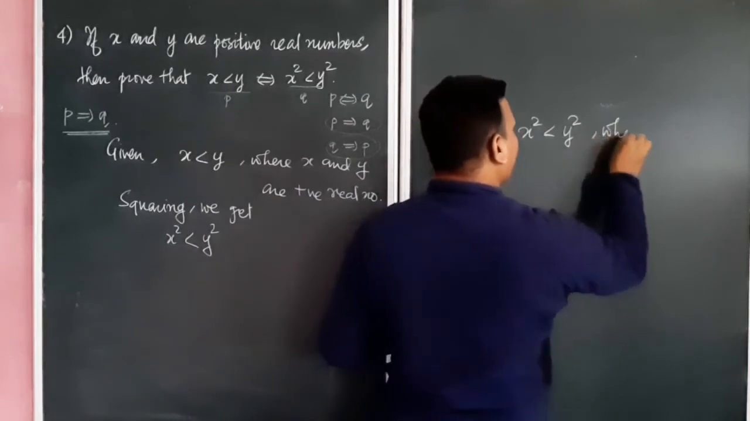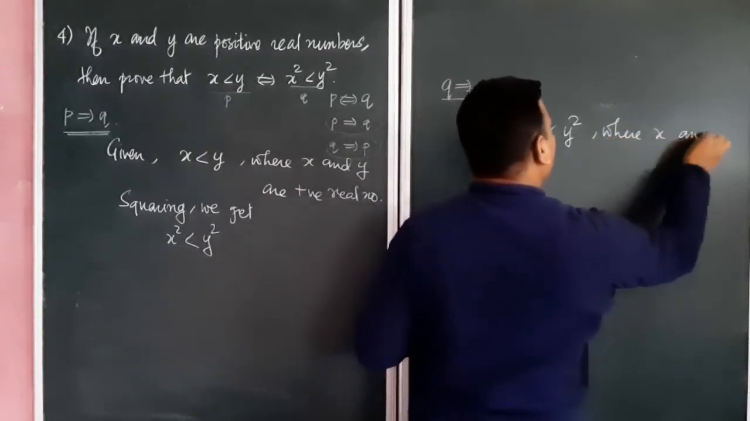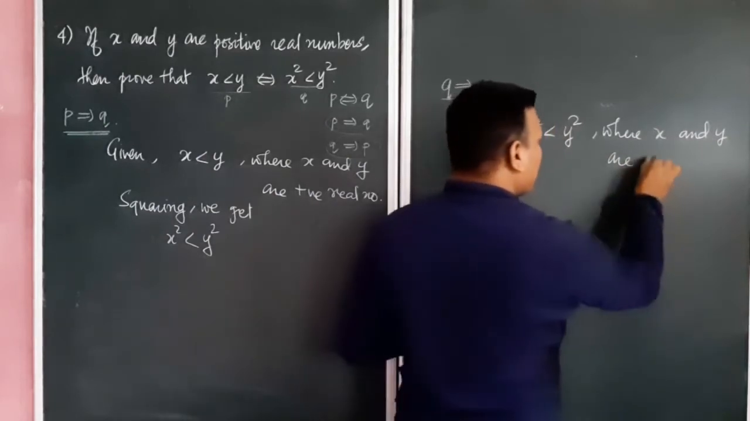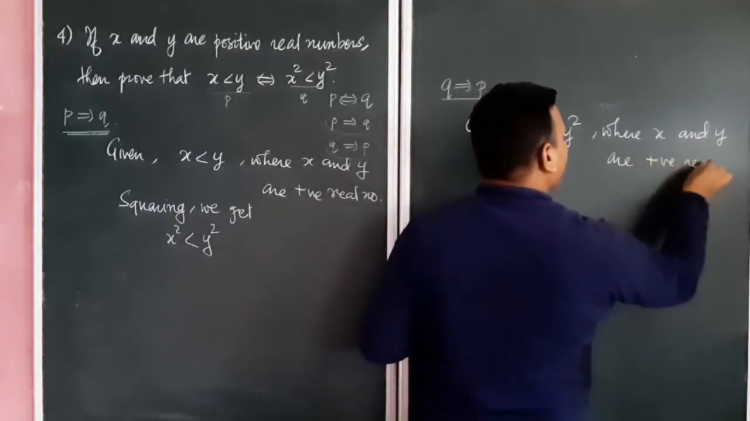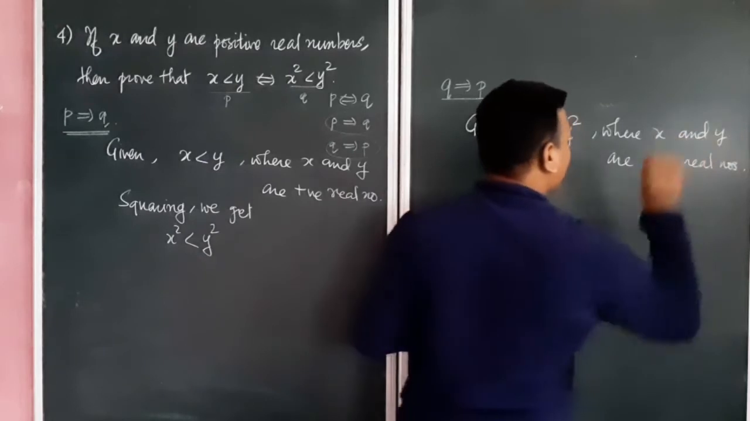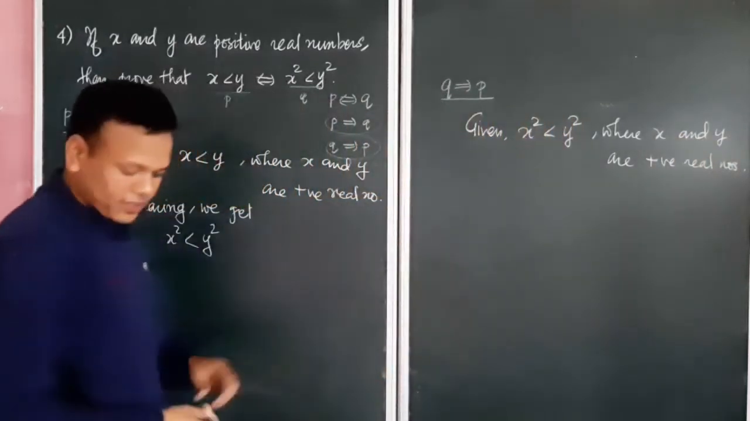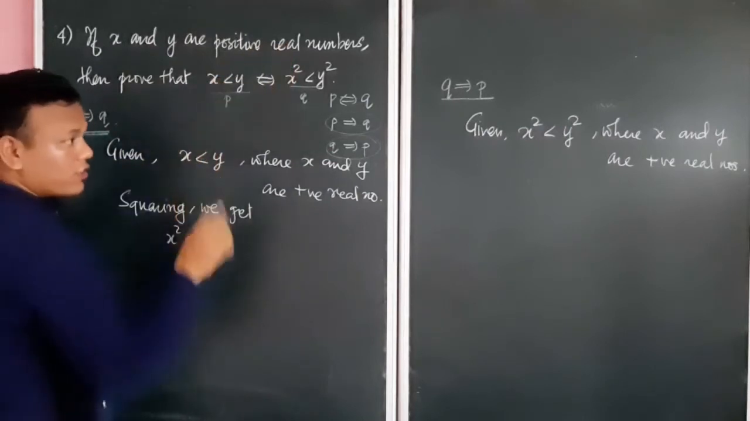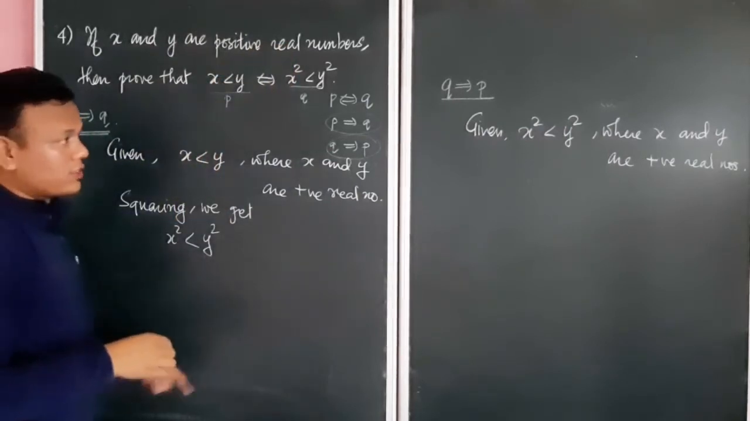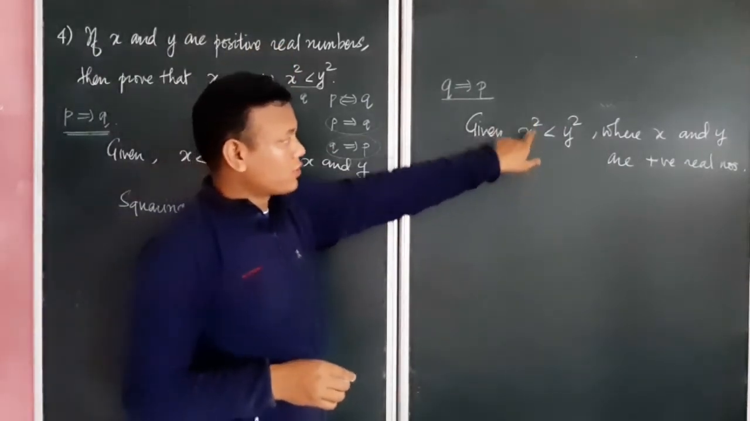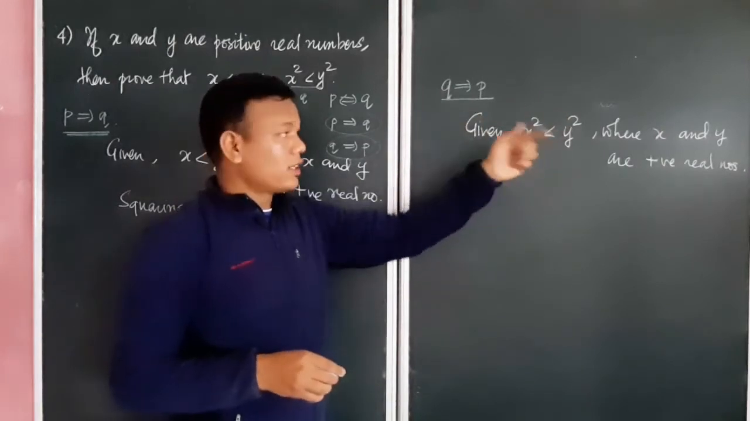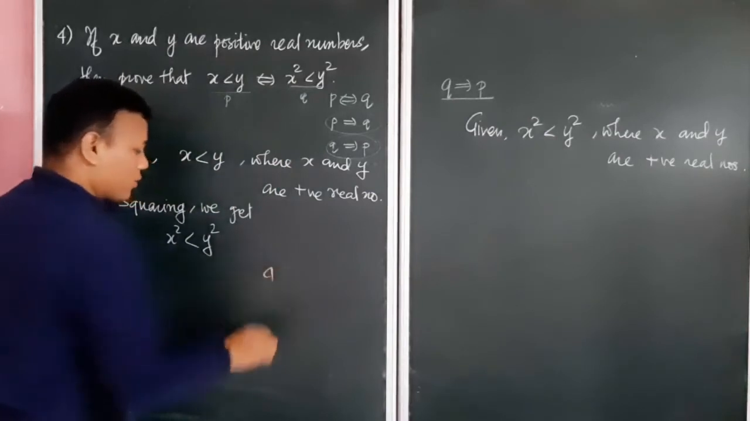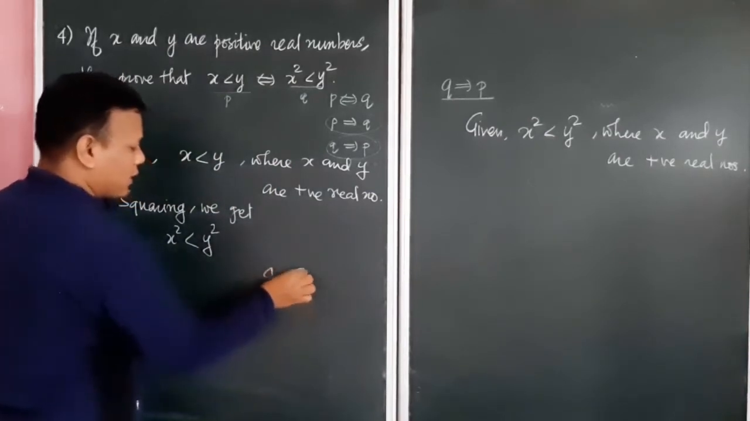Where again x and y are positive real numbers. Okay, so again you will take some examples in your rough sheet, and let us work with some perfect square number. For example, x square is a perfect square, right? So take the value of x to be something like 2, so we have 4 is less than 9.